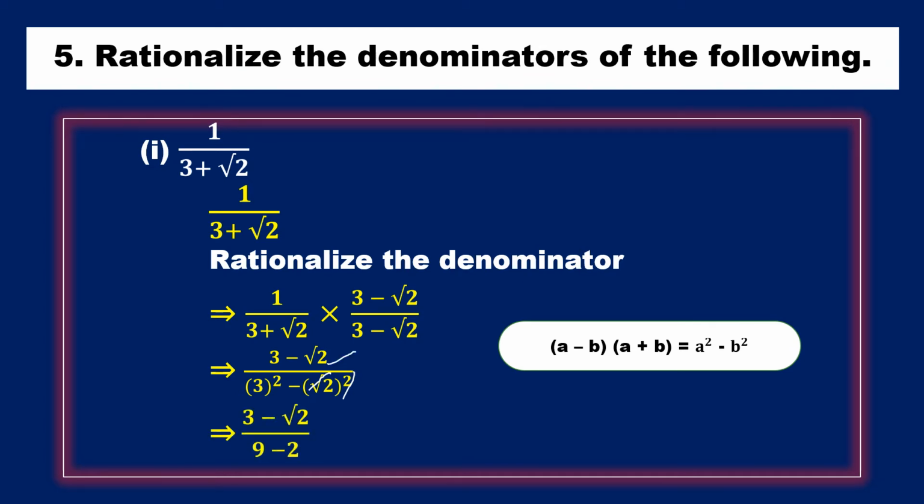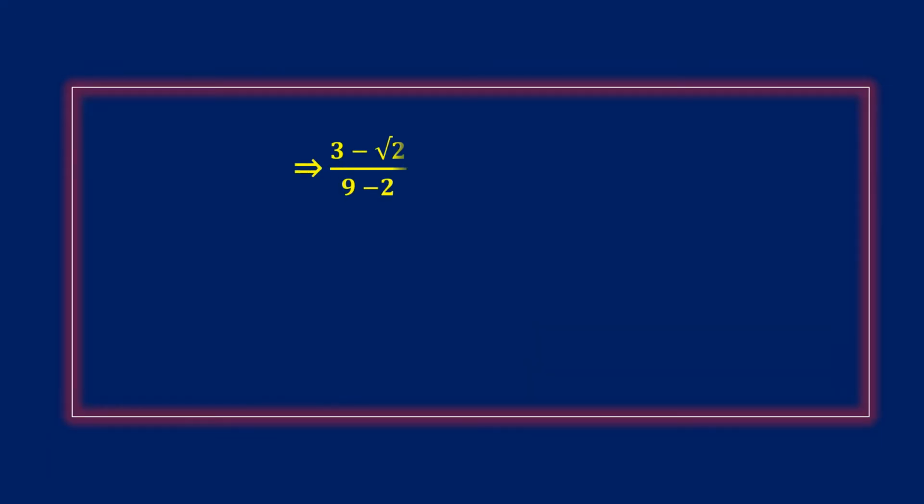3 minus root 2, we can write this as it is because it is an irrational number, we cannot solve it, by 3 square means 9, 9 minus 2. So 3 minus root 2 by 9 minus 2. This can be simplified, but the numerator is not simplified because it is a sum of a rational and an irrational number. Here these two are rational numbers, so we can solve them. 9 minus 2 will give you 7. So this is your final answer for 1 by 3 plus root 2 rationalizing.